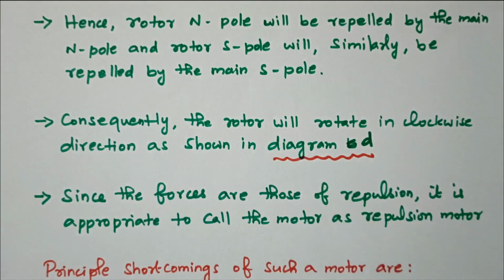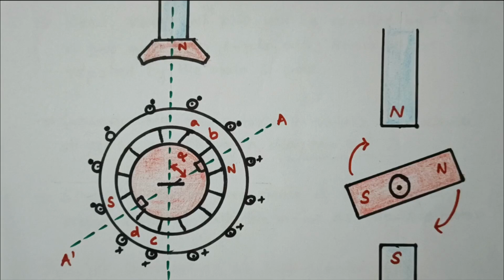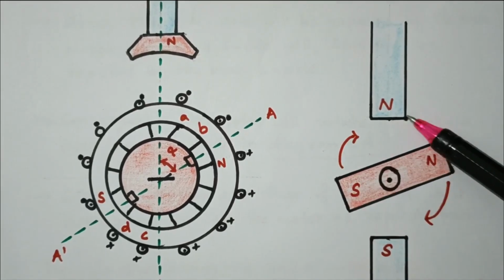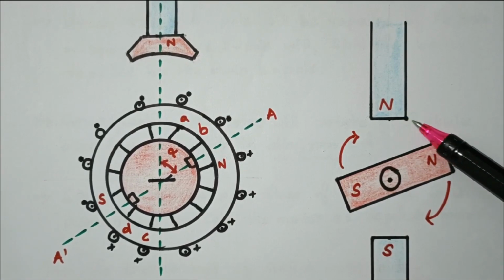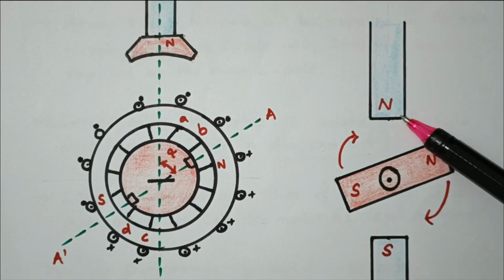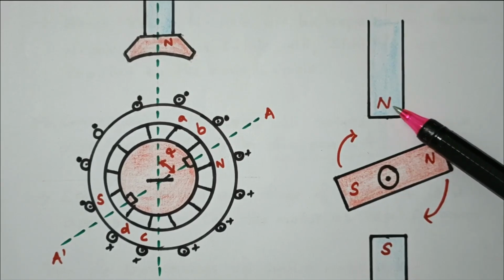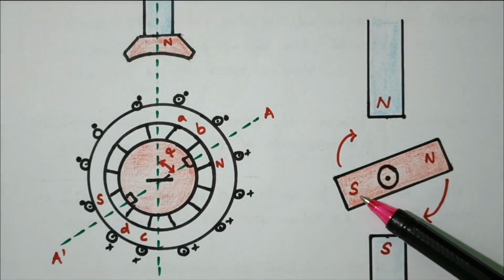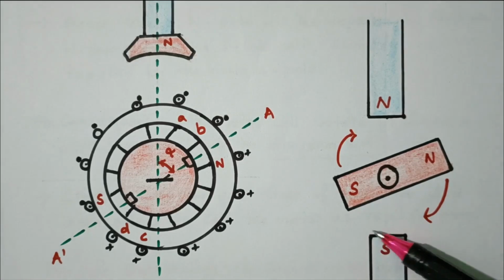Now we will refer to diagram D again. These two are attracted, and these two are repelled from each other. The main thing in the repulsion motor is that repulsion takes place between the main N pole and the rotor N pole, and similarly between the main S pole and the rotor S pole, so that it rotates in the clockwise direction.